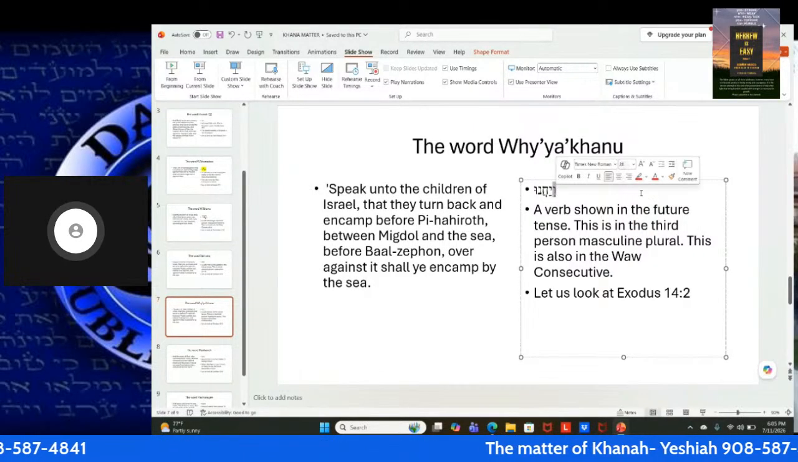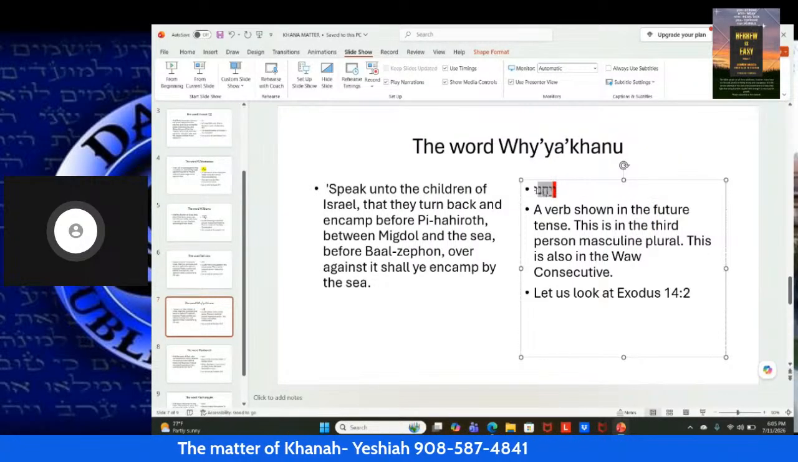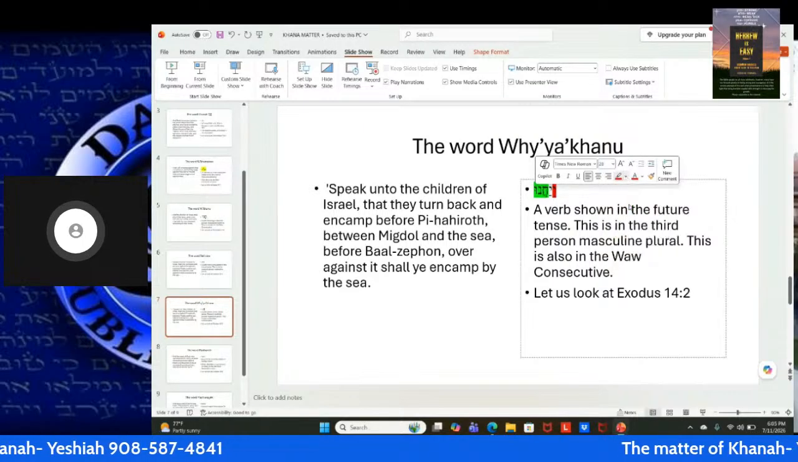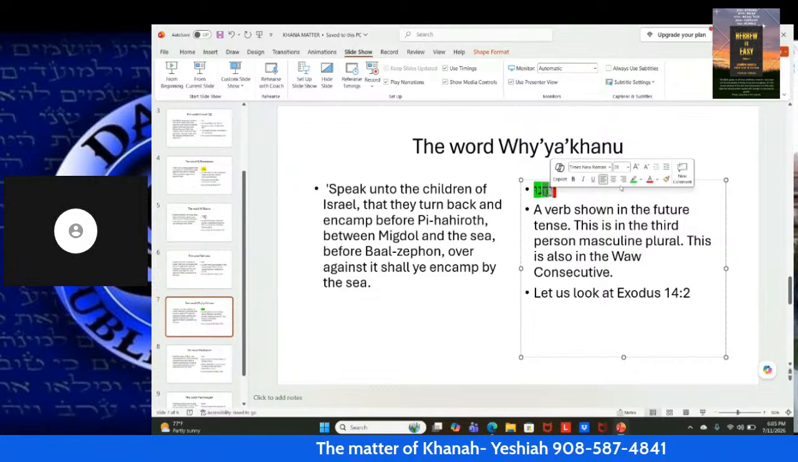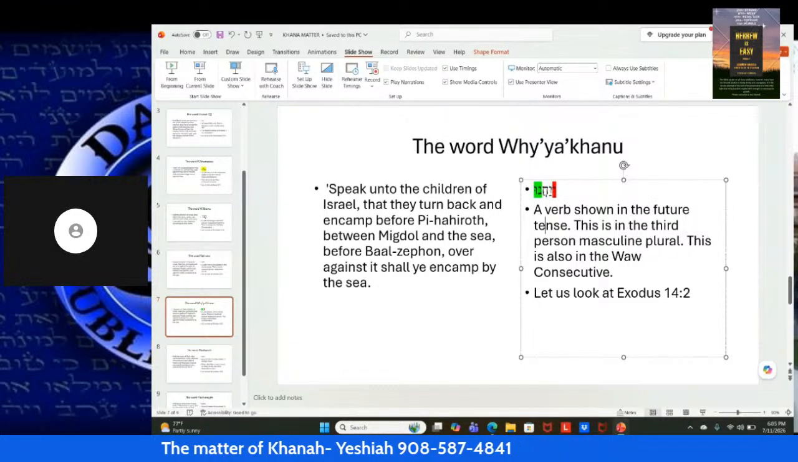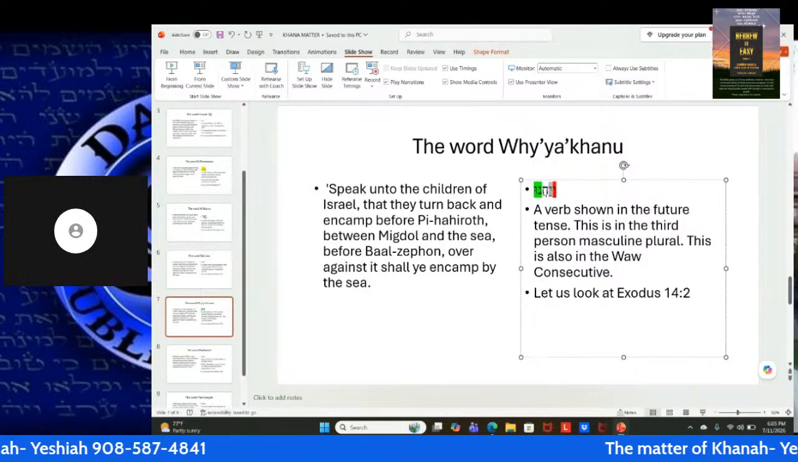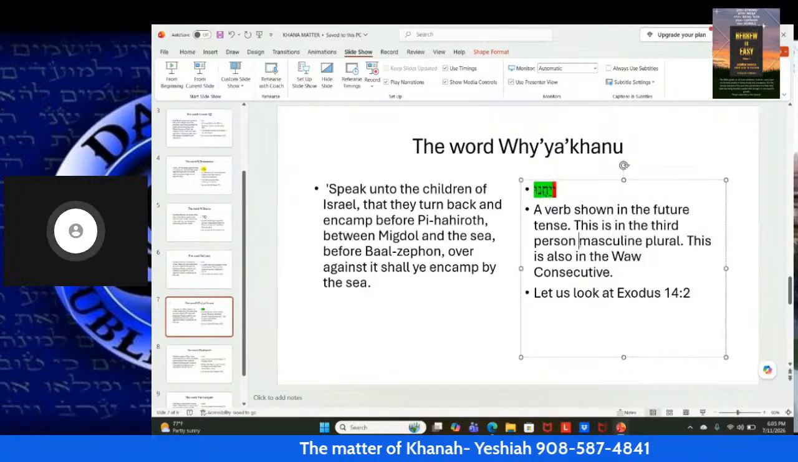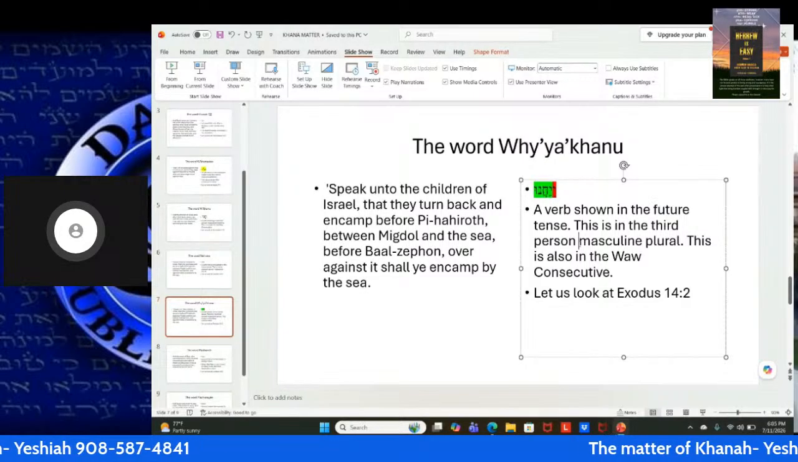I want to show the wow in the red there. So now we have the word yakanu. And if we were to drop color that in the green, what then? Sorry about that, my family. Can we see in this particular case? If you were to get rid of the wow, you would have the word yakanu. And if you got rid of the yod, you would have the word kanu.